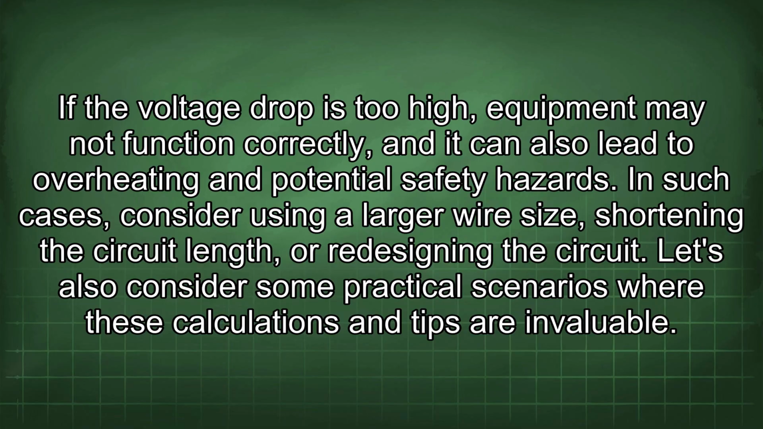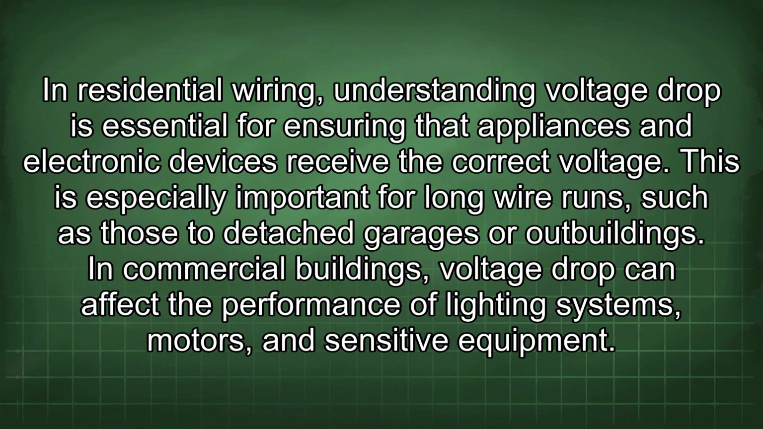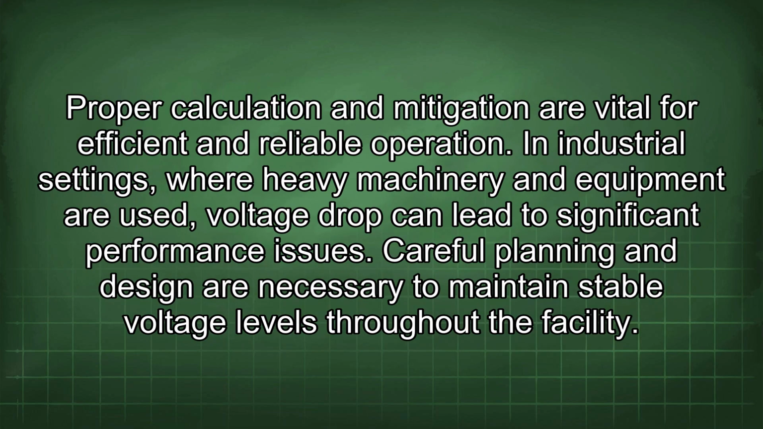Let's also consider some practical scenarios where these calculations and tips are invaluable. In residential wiring, understanding voltage drop is essential for ensuring that appliances and electronic devices receive the correct voltage. This is especially important for long wire runs, such as those to detached garages or outbuildings. In commercial buildings, voltage drop can affect the performance of lighting systems, motors, and sensitive equipment. Proper calculation and mitigation are vital for efficient and reliable operation.